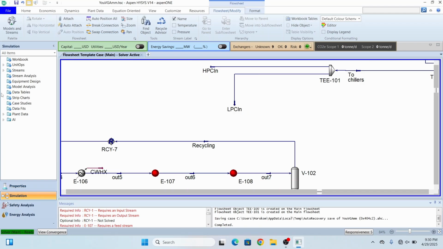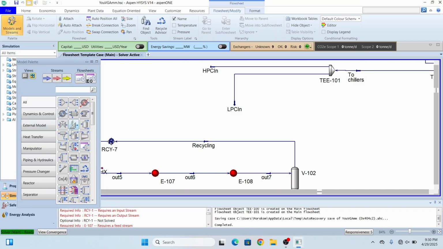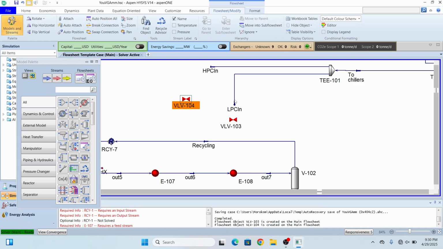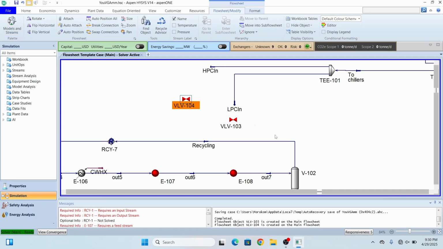Now I will go to my model sheet and again take two valves. One will be my let down valve for the low pressure stream and one will be my let down valve for the high pressure stream. So again I can rotate it. So that is good.